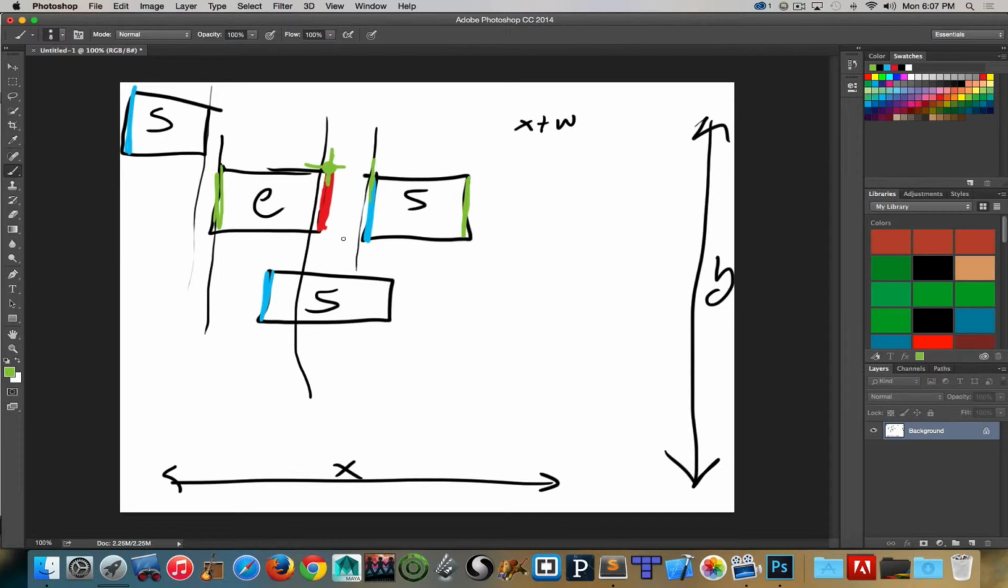And I now realize that I might start drawing my boxes on separate layers, so then I can start dragging them and make it a little bit easier.